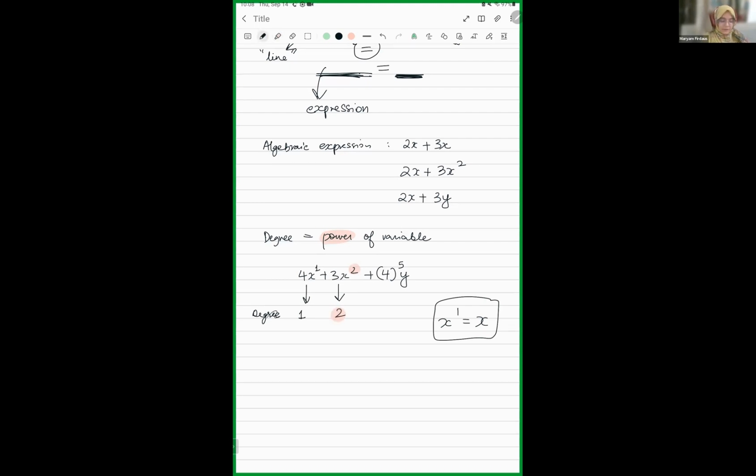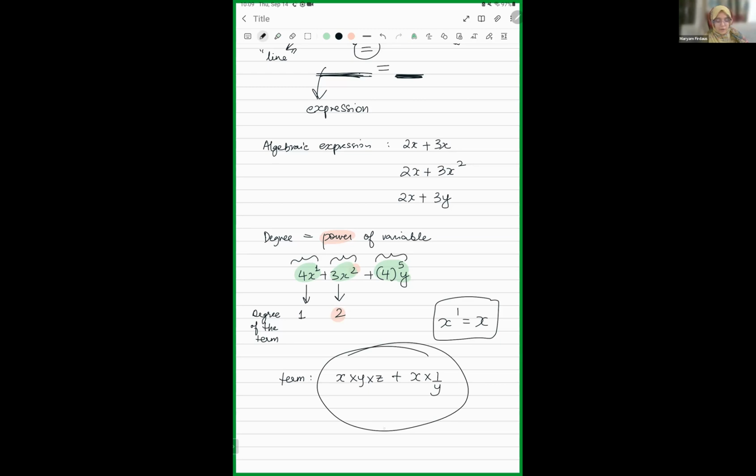The degree of the term. These are called terms, by the way. How many terms does this expression have? 3. This is one term, this is one term, this is one term. A term is something that is separated from other terms by a plus or a minus. So for example, let's discuss terms for a minute. If I say x into y into z plus x into 1 by y, how many terms are there in this?